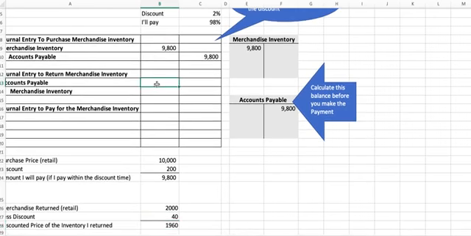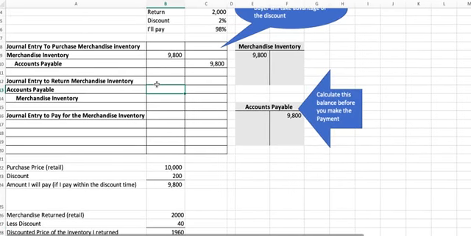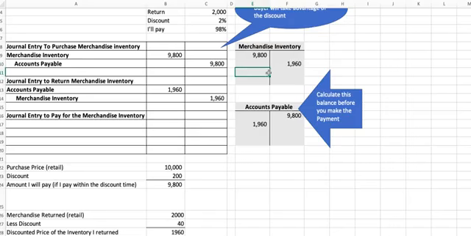So I would debit accounts payable $1,960 and I would credit merchandise inventory $1,960. When I debit accounts payable for $1,960, that means that I now owe less. I will credit merchandise inventory for $1,960 because now I have less inventory.